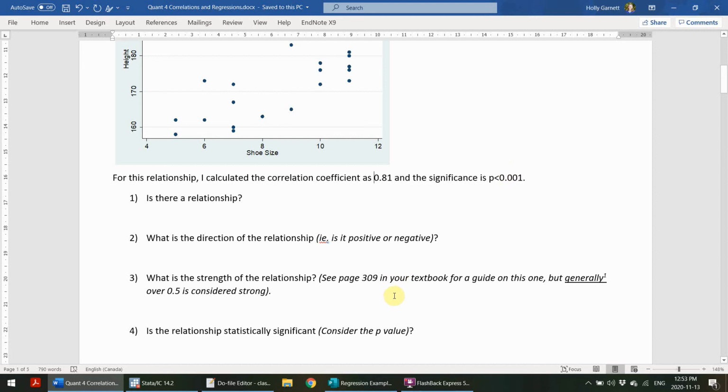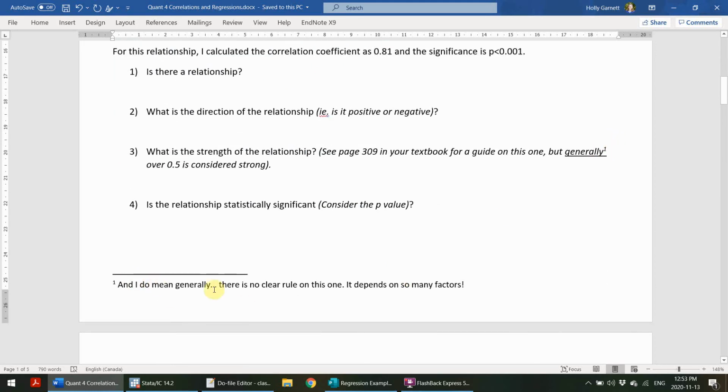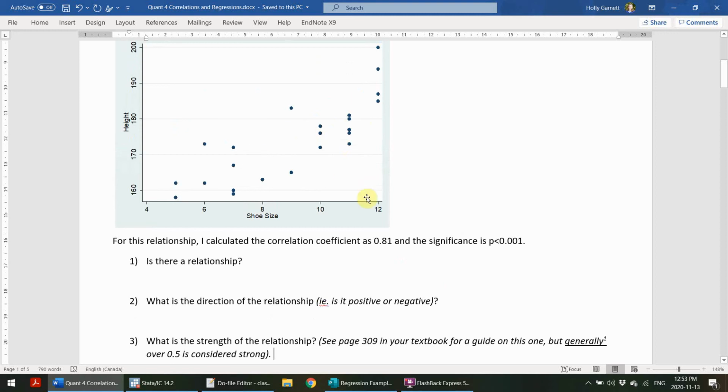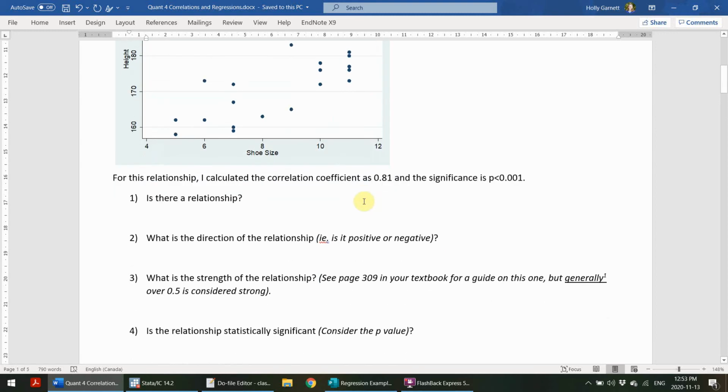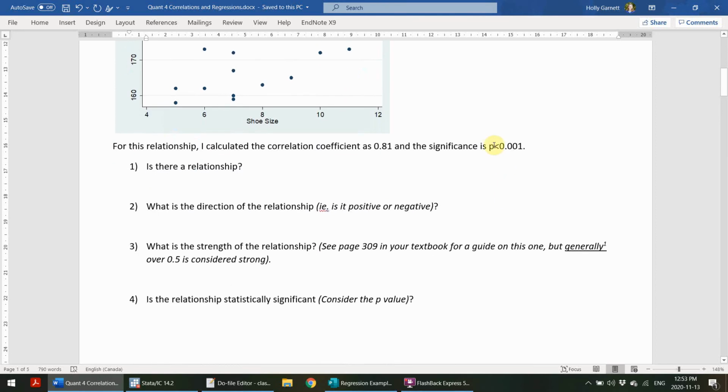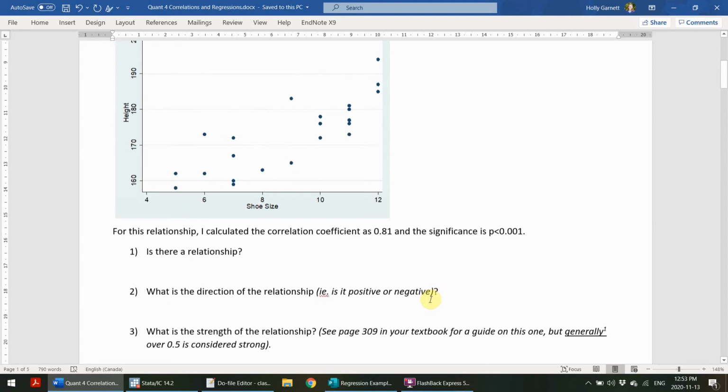There's not really a threshold that you get to when all of a sudden you have a strong relationship. So I say generally, and I really do mean generally, there are so many factors, but for our purposes today, we're going to say anything over 0.5 is considered a pretty strong correlation. So here we do seem to have a strong correlation going on. And then, is the relationship statistically significant? Well, I normally go with 95% confidence. So if the P is less than 0.001, then I am at least 95% confident. I could be more. So I am saying, yes, this is statistically significant.